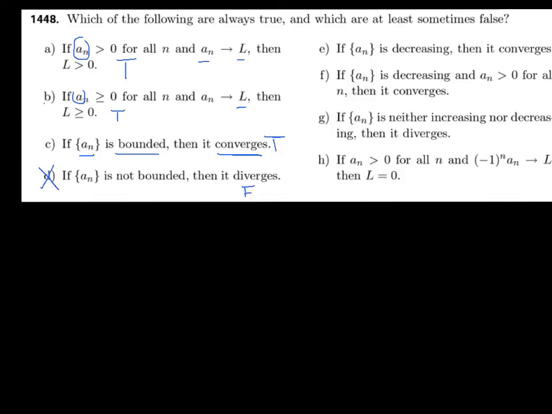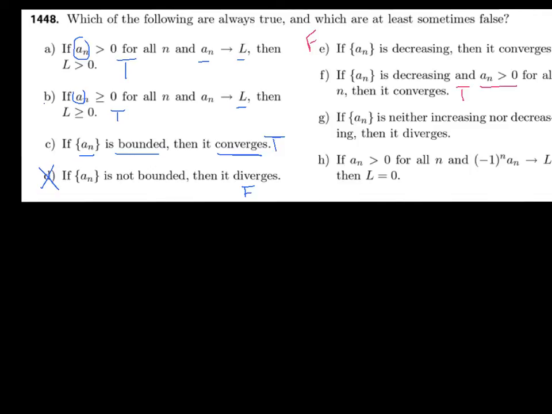All right, here's a good one. If a sub n is decreasing, then it converges. I said that one was false because the terms could be decreasing all the way towards negative infinity, and therefore the limit wouldn't exist. F's almost the same with one strong stipulation. If a sub n is decreasing and yet all the terms are promised or guaranteed to be greater than 0, then it converges. And I would say that's definitely true.